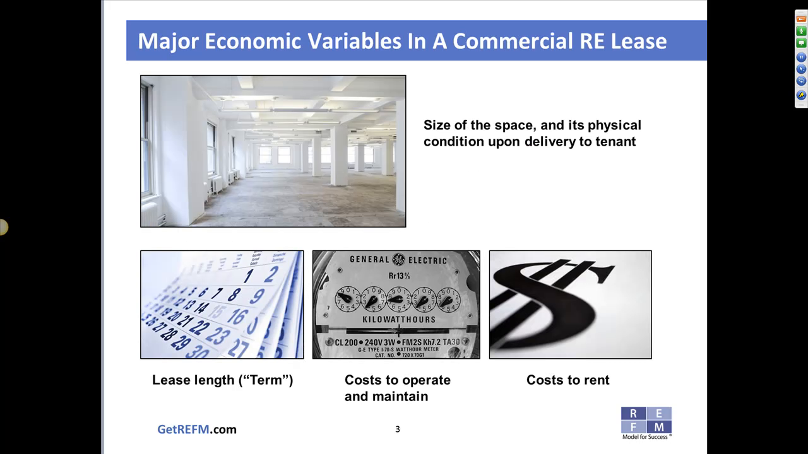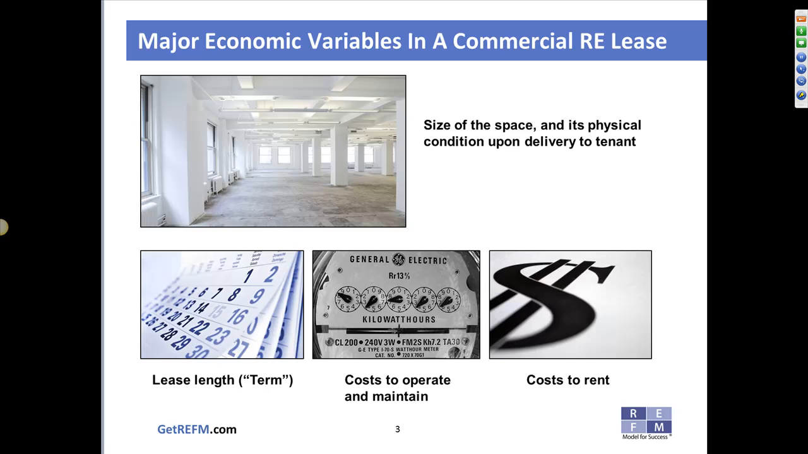The major economic variables in a commercial real estate lease, first and foremost, we have the space itself that's being considered and the size of the space, and then also the physical condition of the space upon its delivery to the tenant. The picture here shows basically an unfinished space, or what some people call a plain white box or a vanilla space. Basically nothing on the ground. The ceilings are finished in sort of an industrial manner, so I guess you could consider the ceilings to be finished if that's the look and feel that tenants would accept.